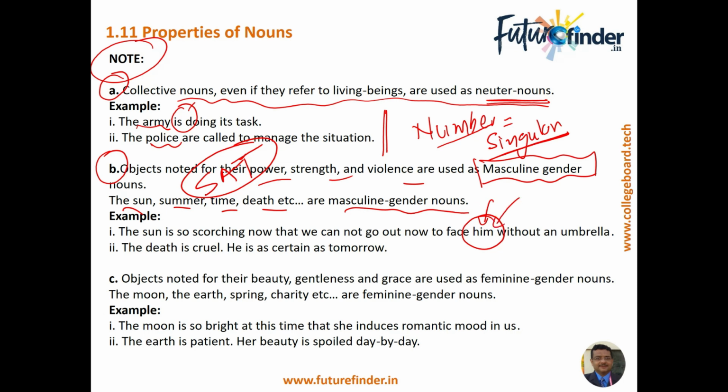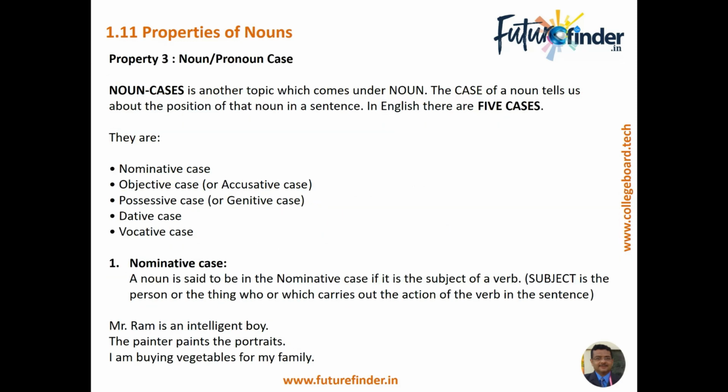Sometimes other nouns which are known for beauty, gentleness, grace are feminine gender, even a country which is considered to be a mother. Things like that. The moon is so bright that she induces a romantic mood. This is not something SAT asks you very often, but I have put this out here because there has been one instance where I found that SAT has asked this kind of question.